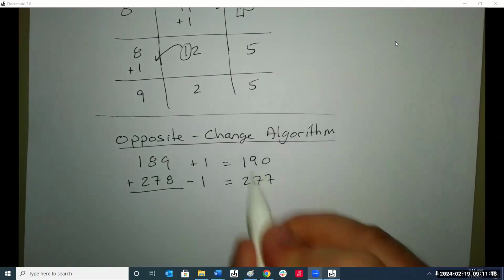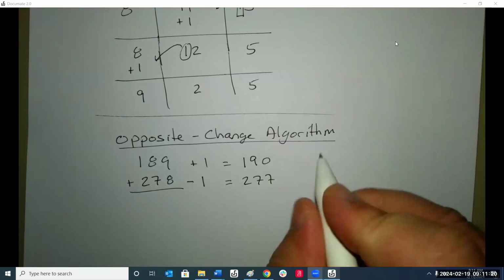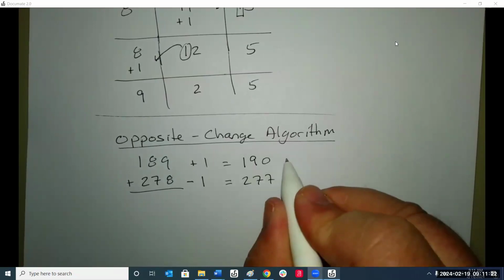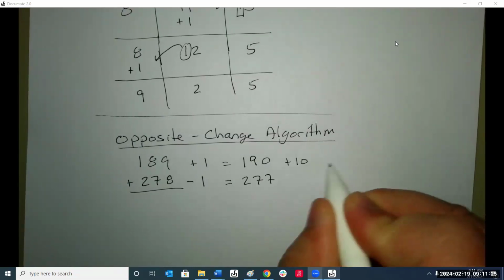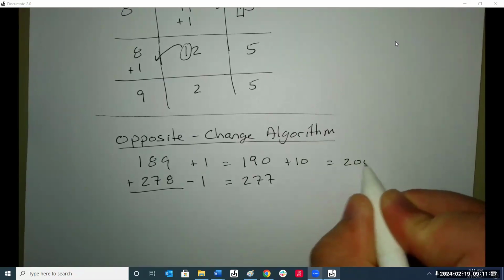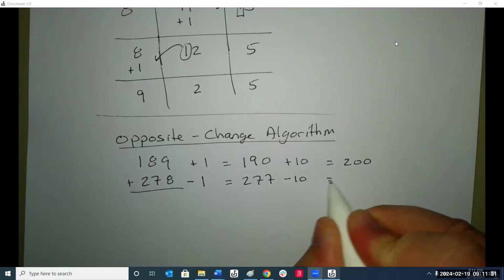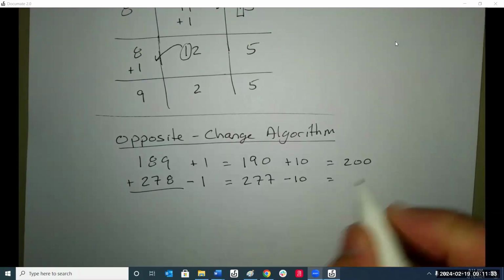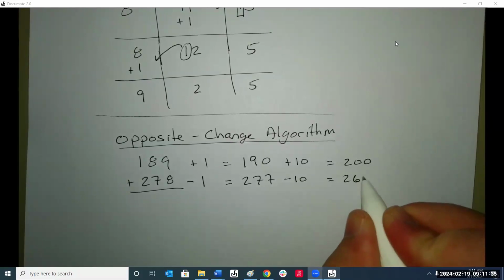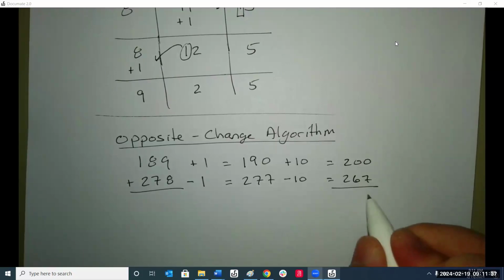All right, but that's still going to be some moving around. So what else can we do? Well, in this one, if we add 10, then we get 200. So we take away 10 from this one. 277 minus 10 is 267. Now we can add them together.